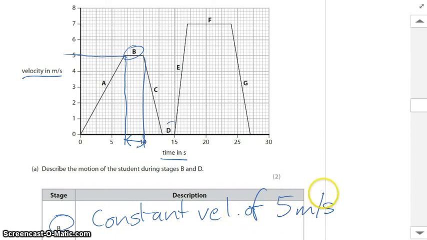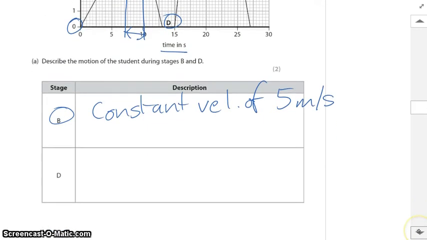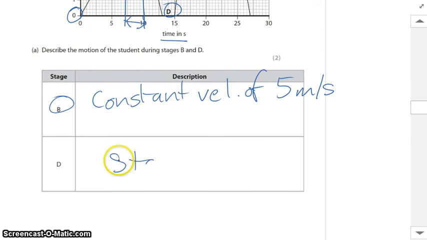The second part of the question asks about stage D of the journey. And you can see that during stage D the speed is 0 meters per second. So they're stationary for that part of the journey.